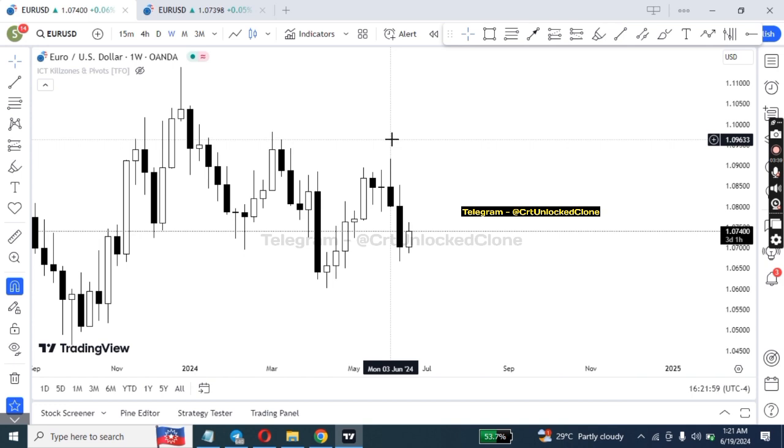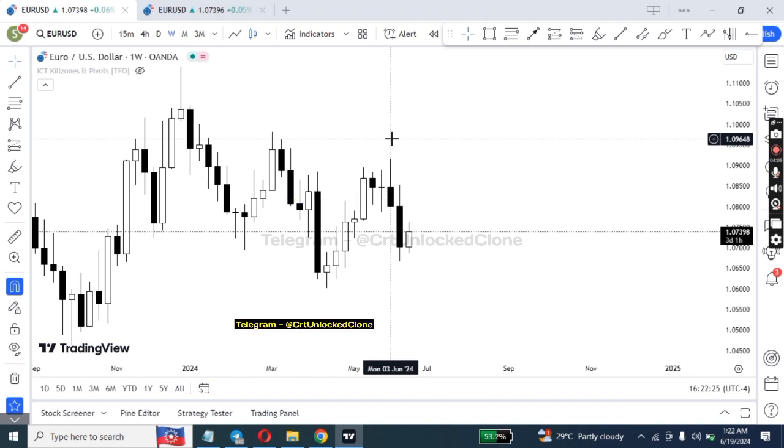The daily is going to be used to find draw on liquidity and certain bias, and the 4-hour is going to be used to find a CRT during the day, which we can use to frame our trade setup on the 15-minute, which is going to be our entry time frame, and then we're going to execute that setup on the 15-minute, and that is going to give us our stop loss, entries, and targets.